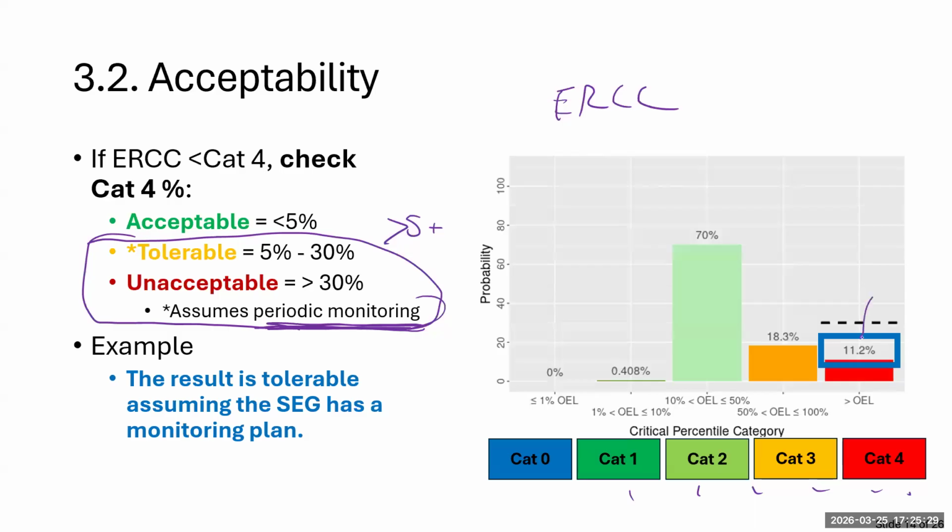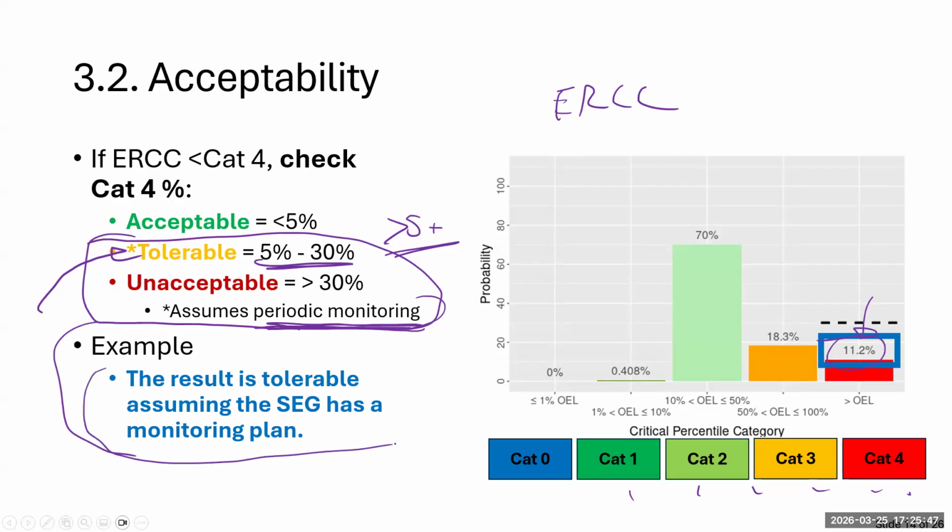If this percent right here is higher than 5, I'm going to recommend that we take more samples. So in our example here, because it landed right here between 5 and 30, because it was 11, we are saying the result is tolerable, assuming that we continue to monitor.